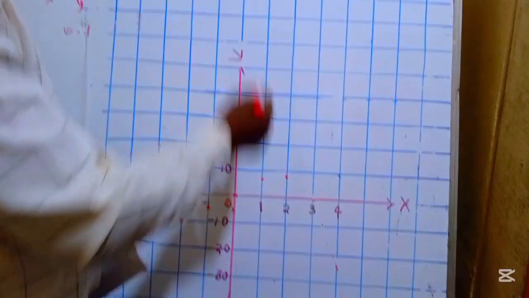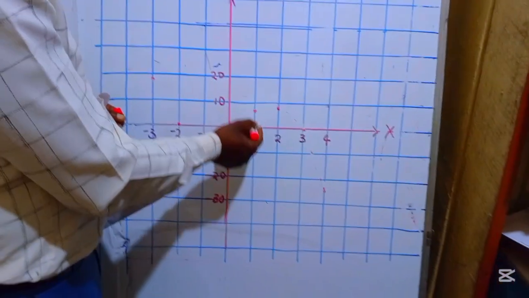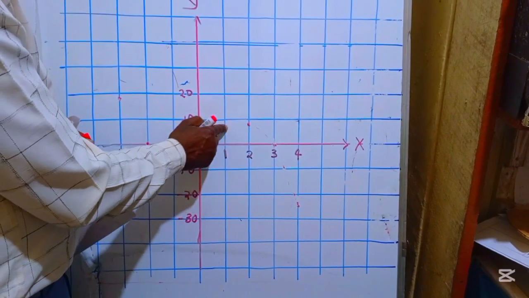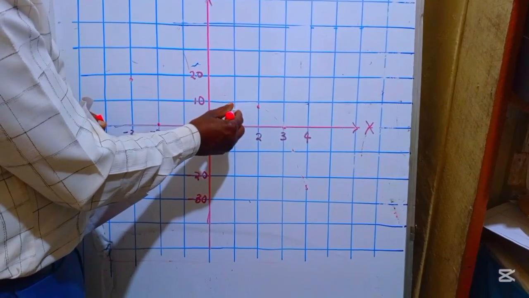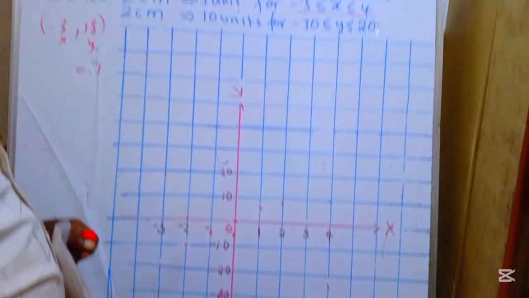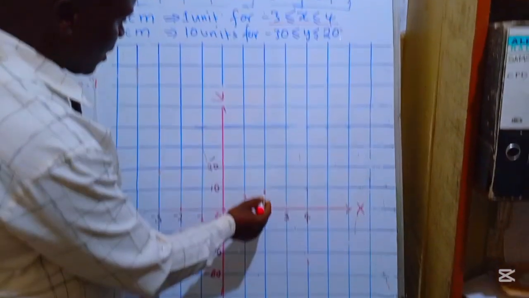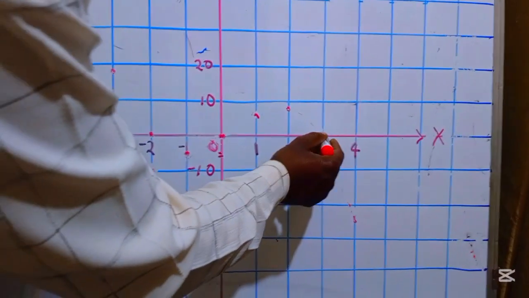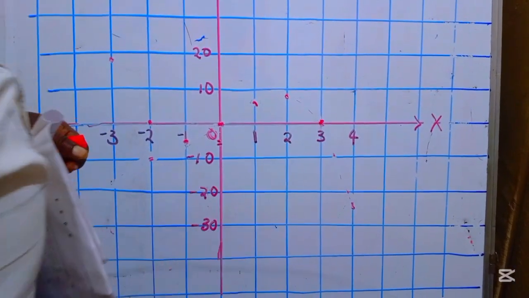Next, it is (1, 6). We are somewhere here. It is somewhere there, meaning that you are right. The point is somewhere there. The other one is (2, 8). (2, 8) is up there. Then (3, 0). (3, 0) is somewhere here, exactly.